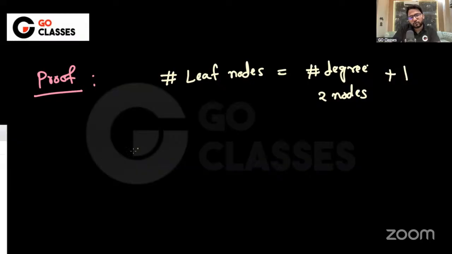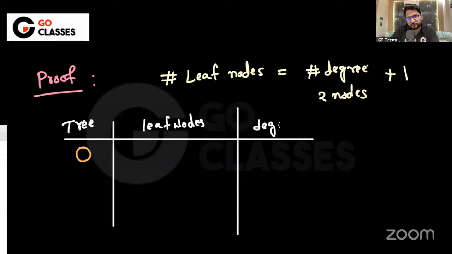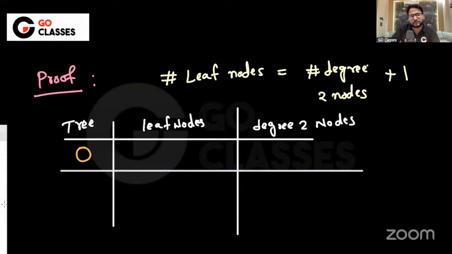Suppose I tell you this is just one tree. I mean just one node. Can you tell me how many leaf nodes are here? And can you also tell me how many degree 2 nodes are here? In just a plain tree, you will say leaf nodes are 1, degree 2 nodes are 0, right? Okay, suppose I add one more branch.